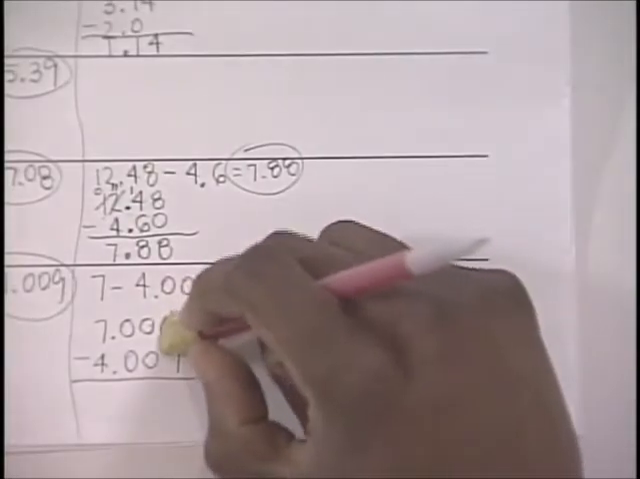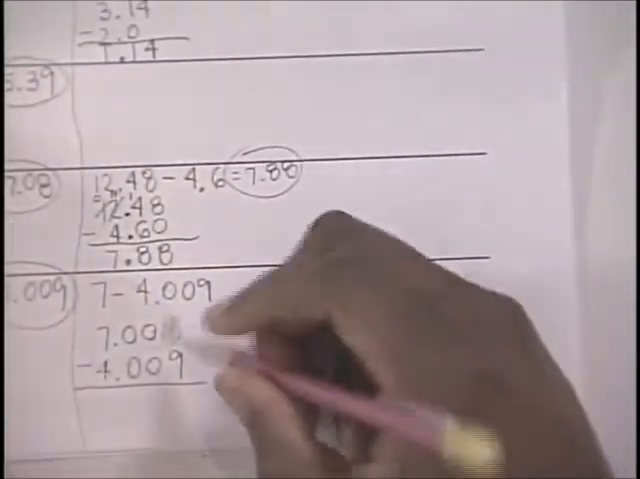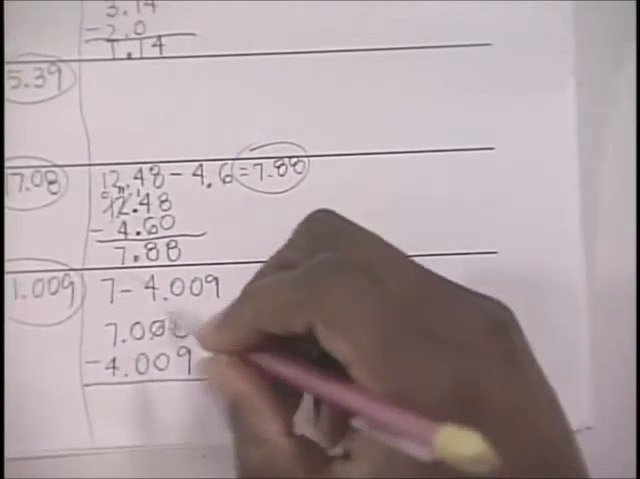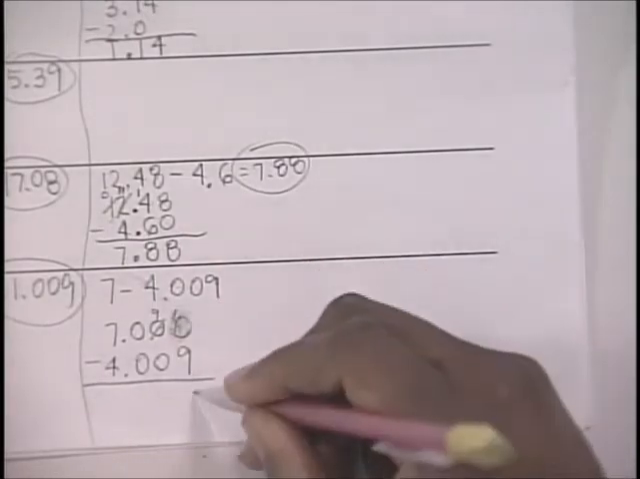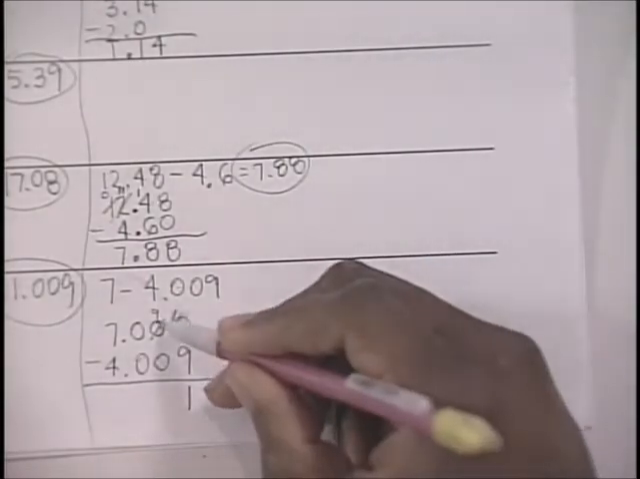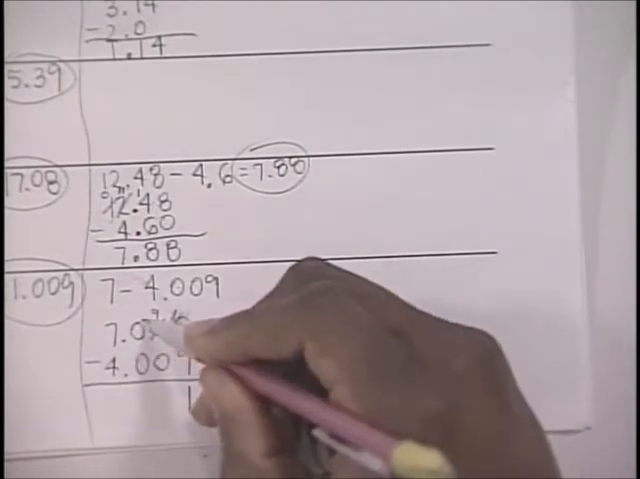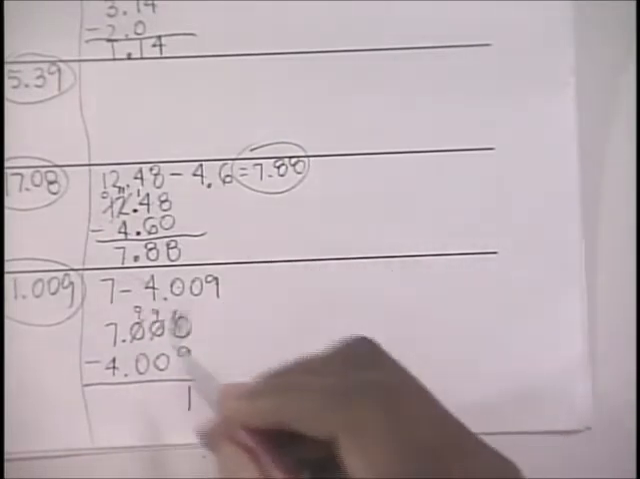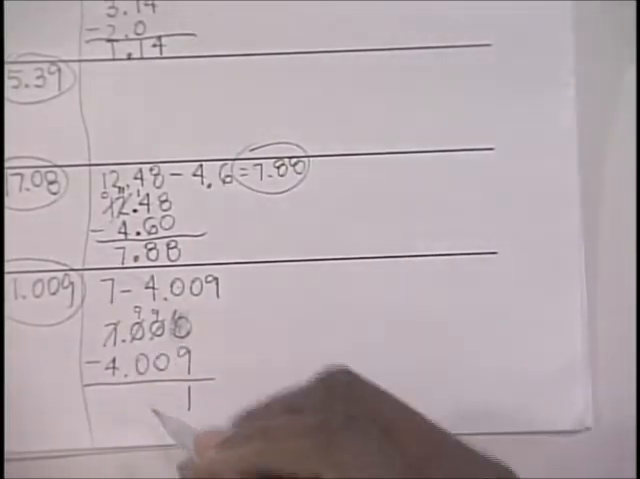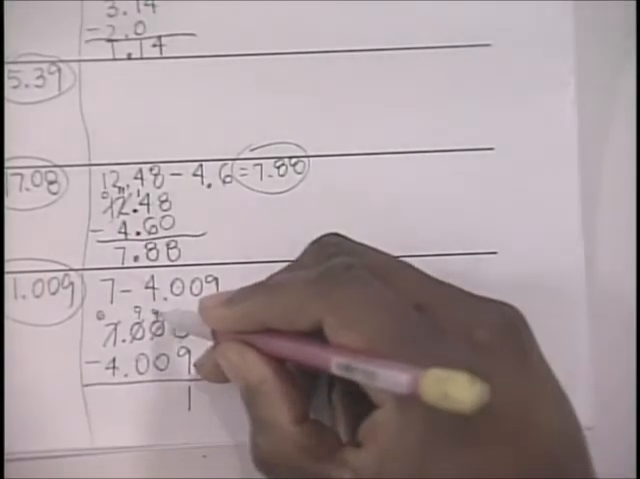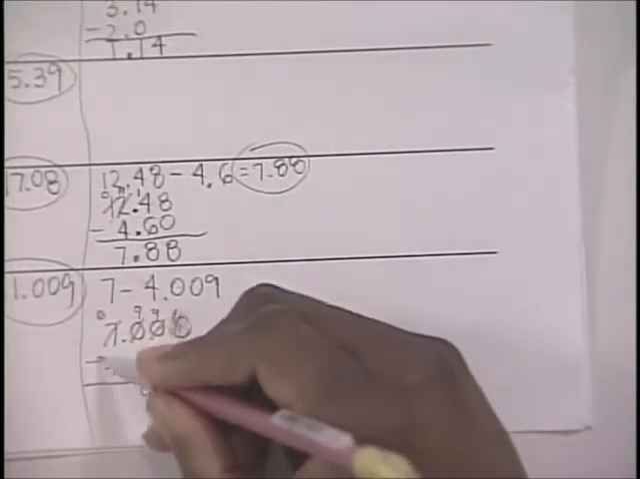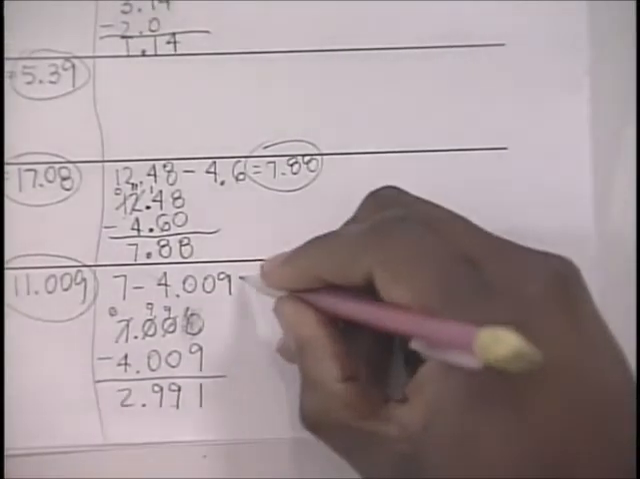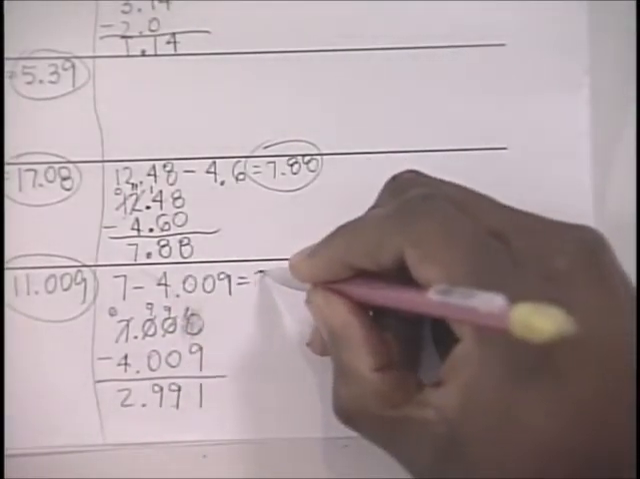I'm sorry, 0 minus 9. Sorry about that. You can't do that. So let's borrow from here. Let's make that a 9. Now you can bring that 1 over. You get 1. But that was really a 0, so you've got to borrow again from here. Because that was really a 0, you've got to borrow again from here. Make that a 6. So you have 9 minus 0 is 9, and then 6 minus 4 is 2. You end up with 2.991. Final answer.